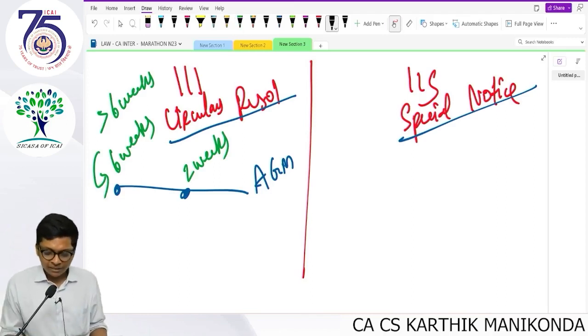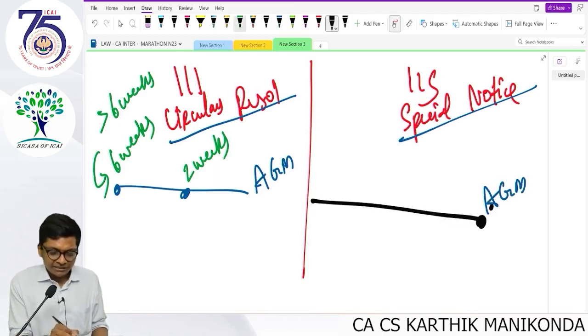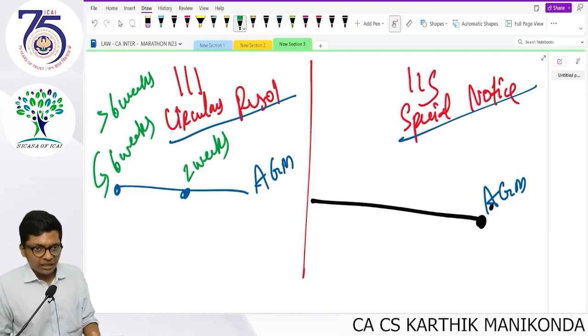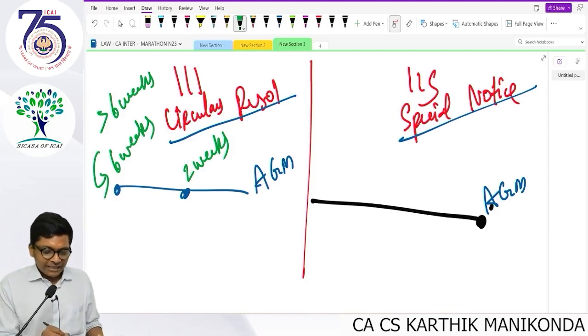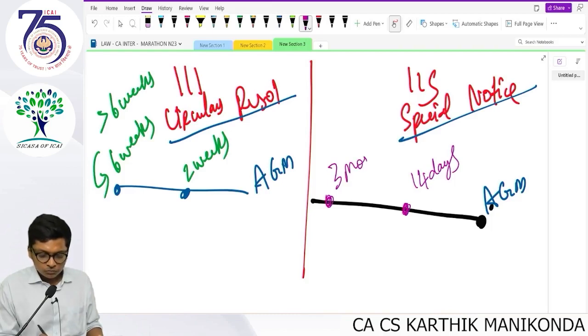Here also the same thing. We have an AGM. You are giving a special notice for a particular purpose. Here the timeline is 14 days before AGM, but up to, correct?